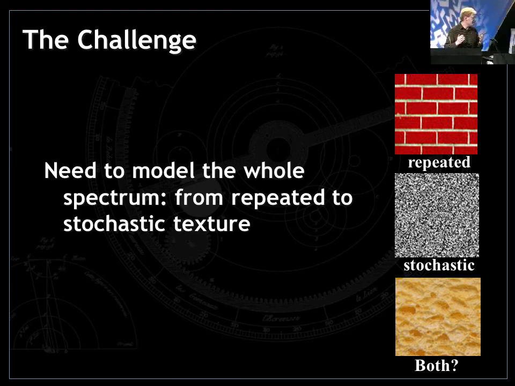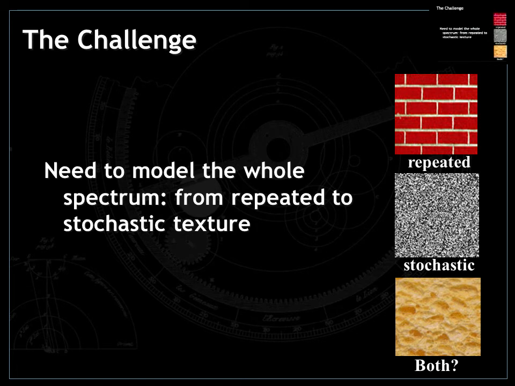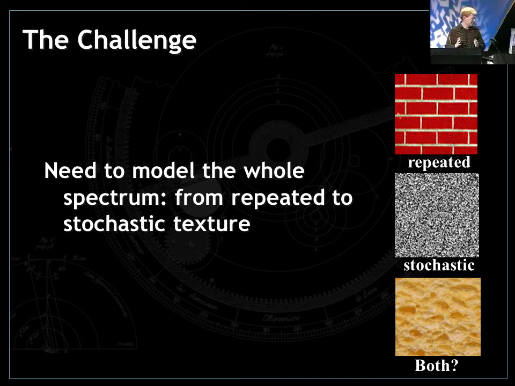And the challenge here is, of course, that there are tons of different textures. Some textures are purely repeated, like this brick wall here. Some textures are stochastic, like this white noise. But most of the textures fall somewhere in between, like this image of a banana bread, where the holes are more or less structured, but their placement and their orientation and shape are very stochastic. And capturing all of this spectrum is the hard problem.